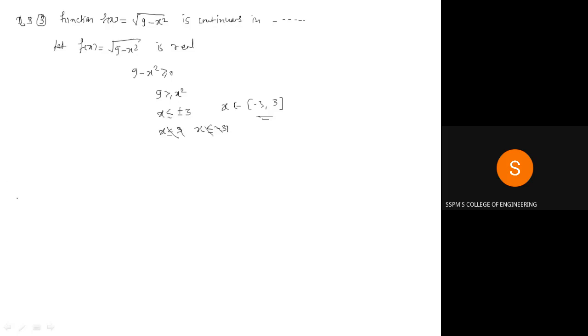So we have got the interval that is minus 3 to plus 3. That kind of option will be there in MCQ type questions. Okay, see here next.